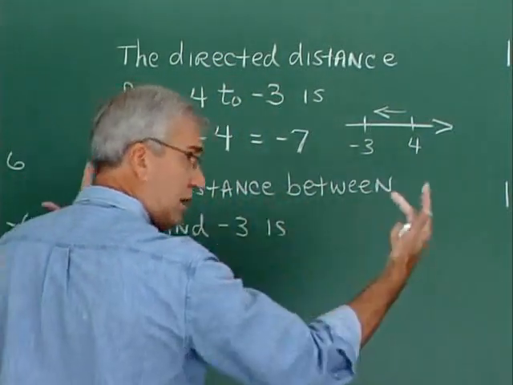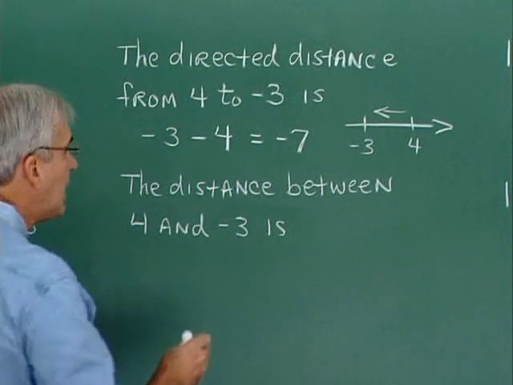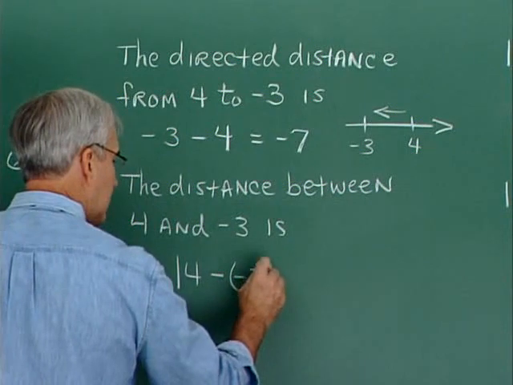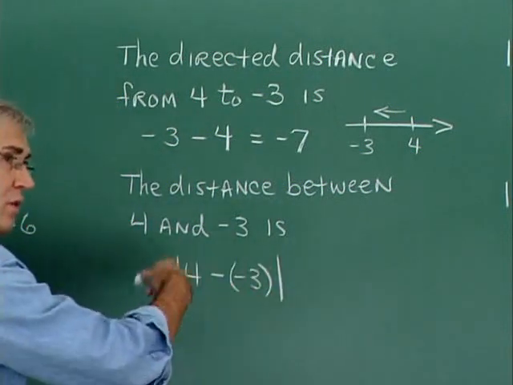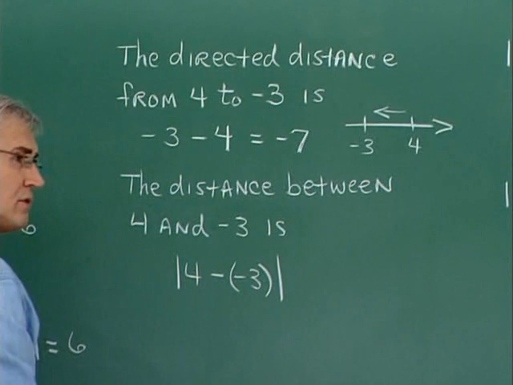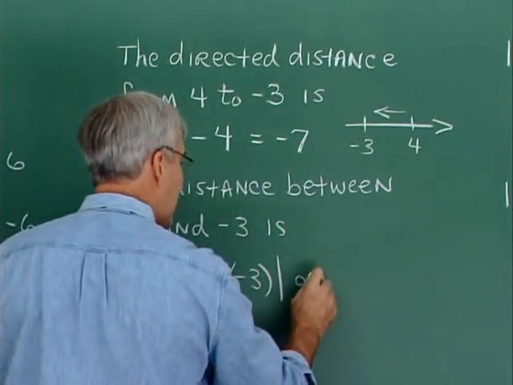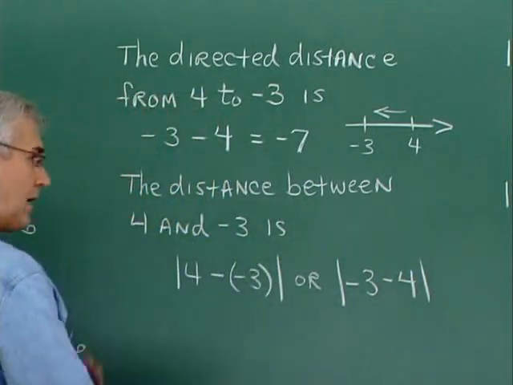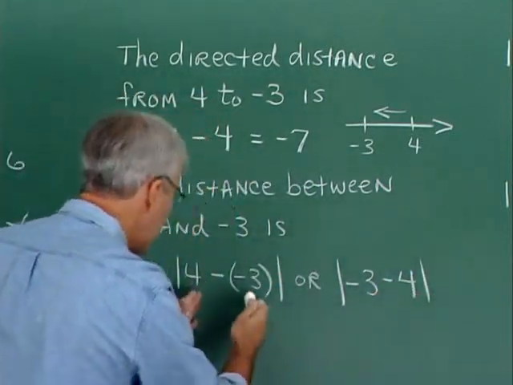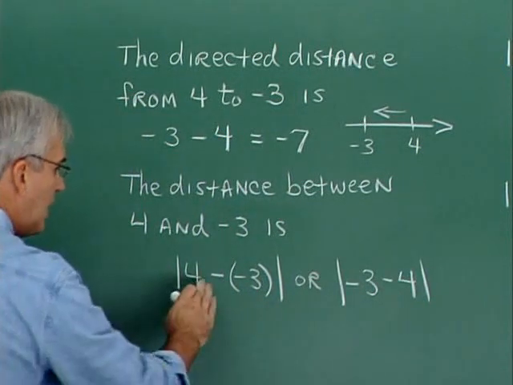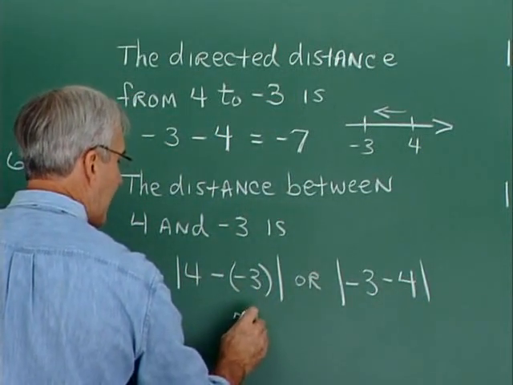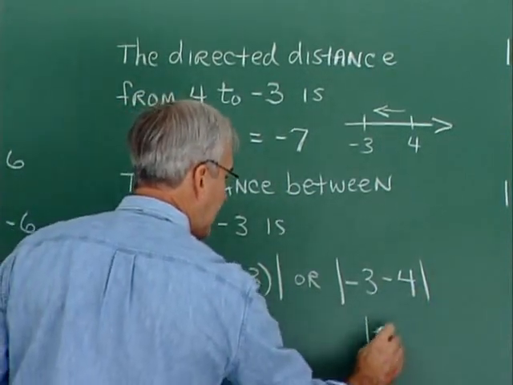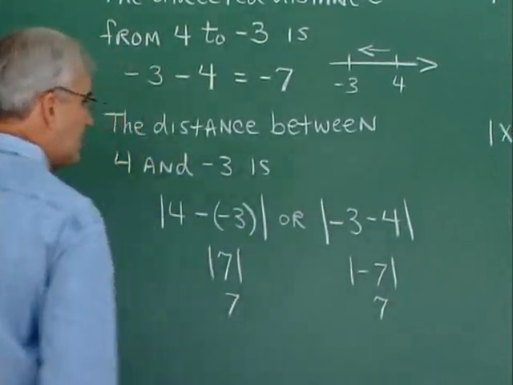The distance generally between 4 and negative 3, though, is calculated as the absolute value of 4 minus negative 3. Now, it's just the difference between these two that are in the absolute value symbol. We can do it this way, or we can do it as negative 3 minus 4. You see, either way, start with either one. It's the relative difference of those two, though, within the absolute value symbol. This becomes 4 plus 3, or 7. Absolute value of 7 is 7. And here, as expected, negative 3 minus 4, negative 7. Absolute value, again, 7.